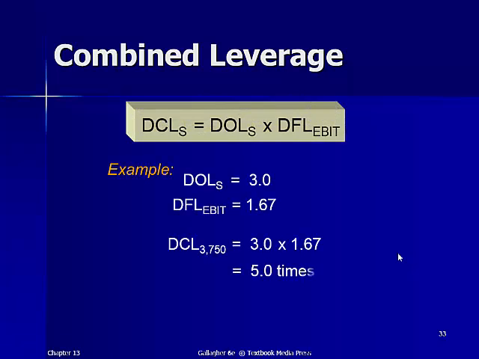We can notice here also that the degree of combined leverage is the product of the degree of operating leverage that we showed earlier was 3, and the degree of financial leverage, which was 1.67. And so the product is 5.